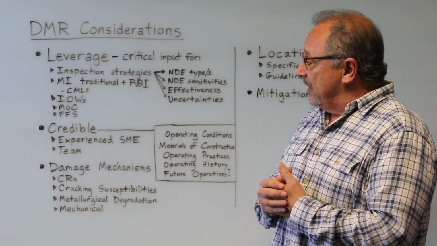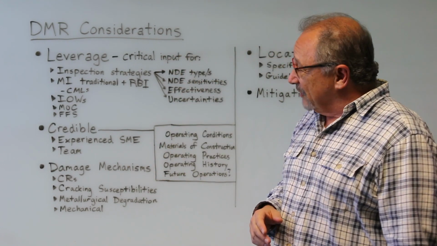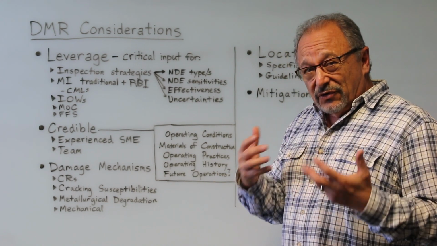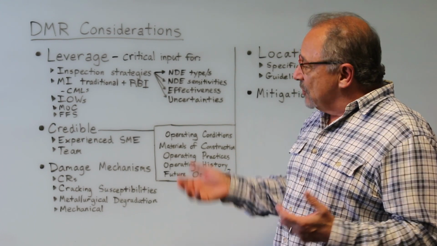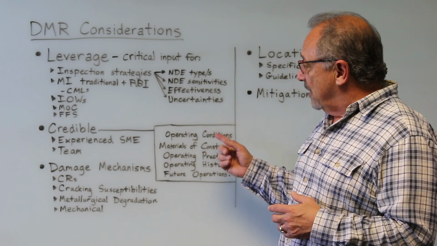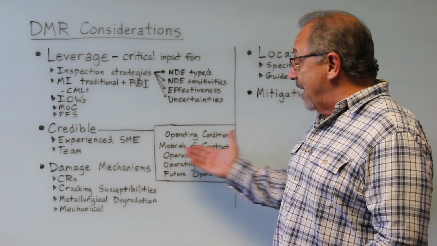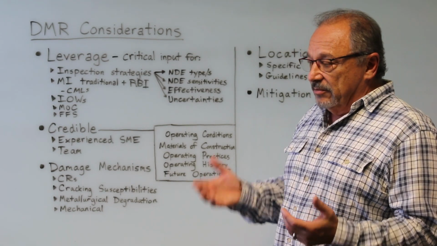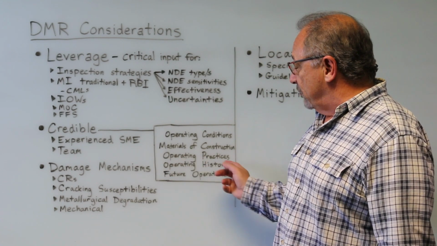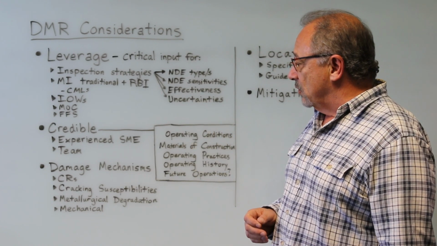Another really important thing about the DMR process is we don't want to just create a laundry list of potential damage mechanisms when we're looking at things. We want to make sure that they're credibly expected to occur. So what are the kind of things I need to look at? I need to consider operating conditions. I need to consider materials of construction. I also need to consider operating practices. Am I in intermittent service? How has it been operated in the past? So operating history. And how do I intend to operate it in the future going forward?